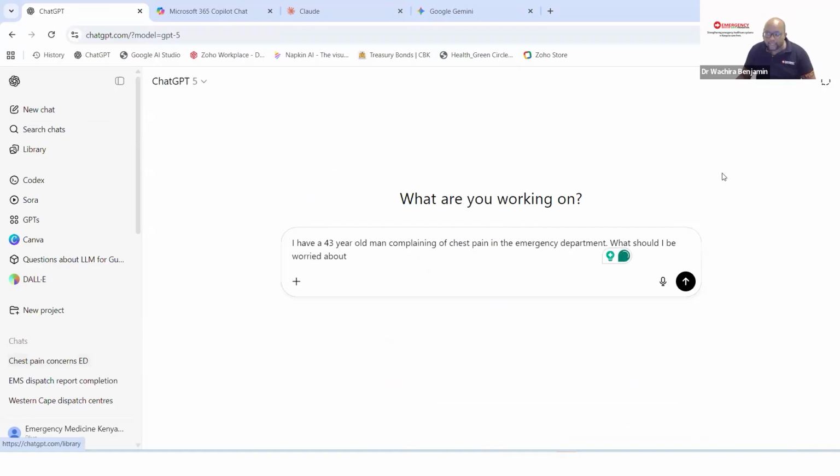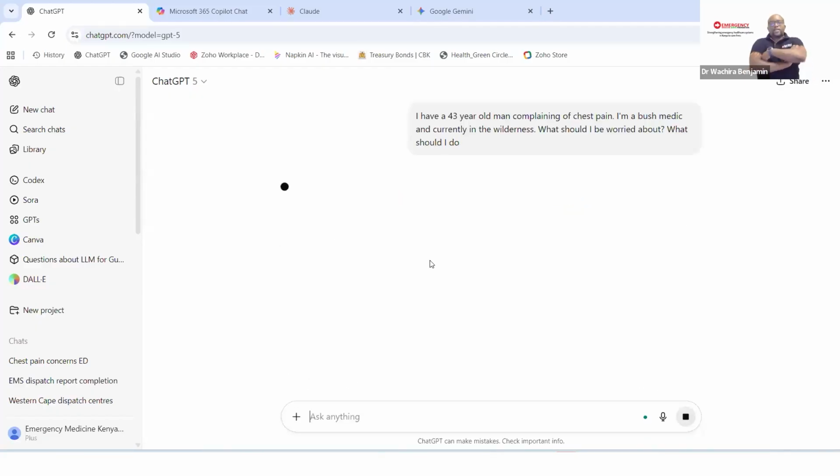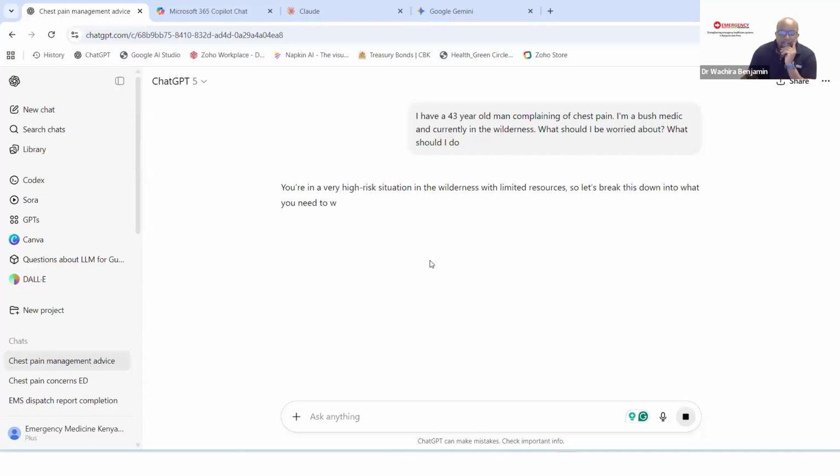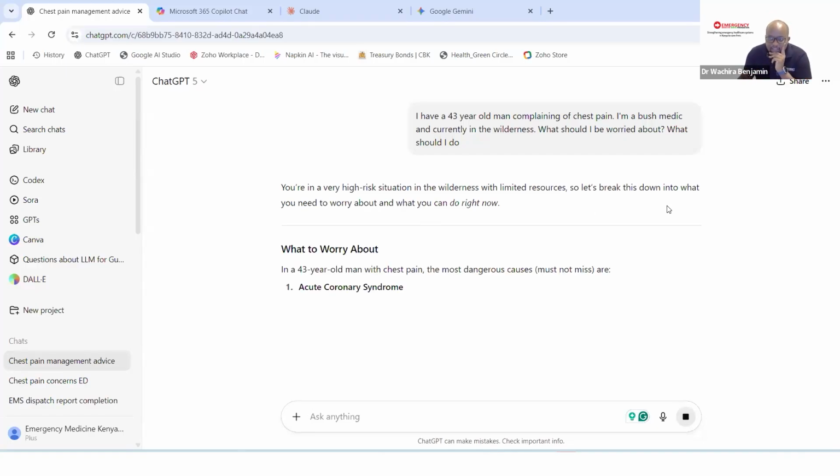I have a 48-year-old man with chest pain, and they're in the bush. I'm a bush medic and currently in the wilderness. What should I be worried about? What should I do? So now we've changed the environment. Let's see what happens. All right, a very high risk situation in the wilderness, limited resources. Let's break down what you need to worry about and what you can do right now.